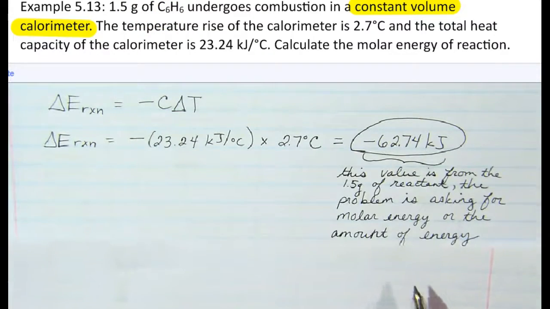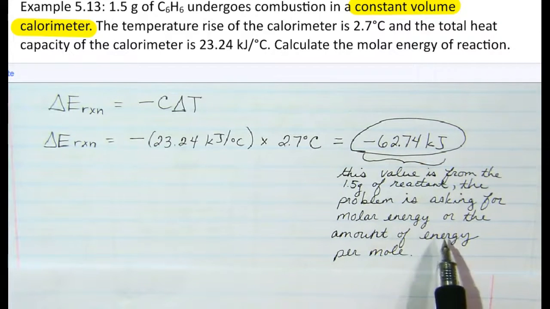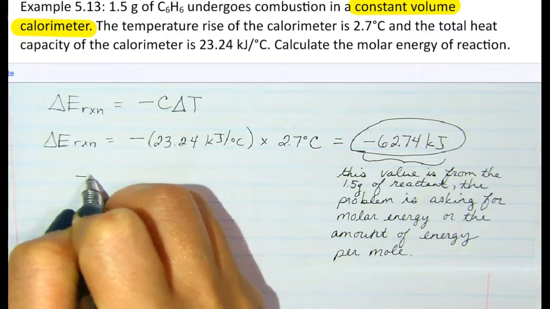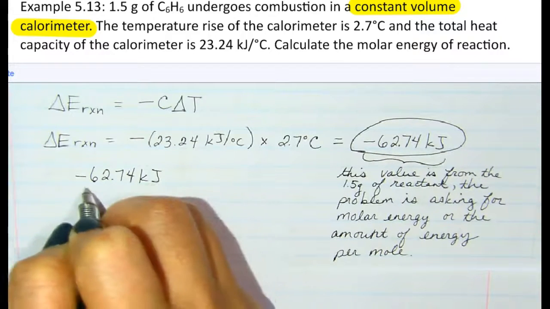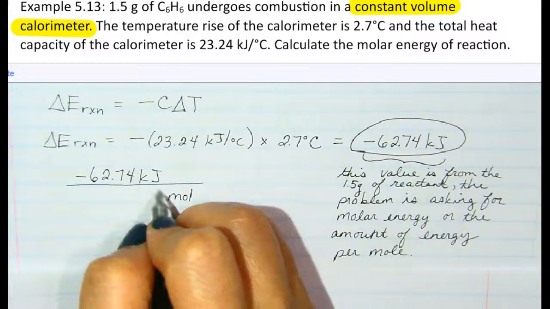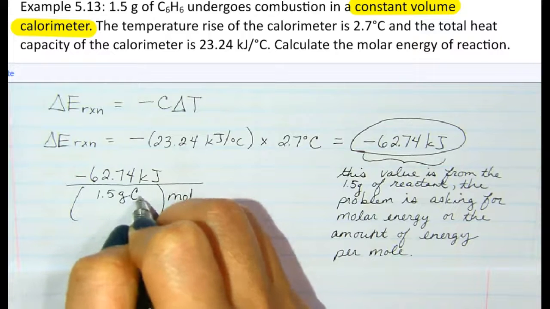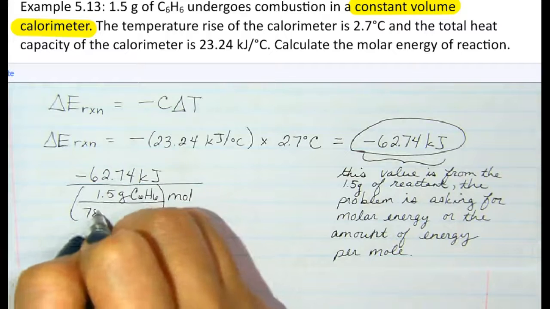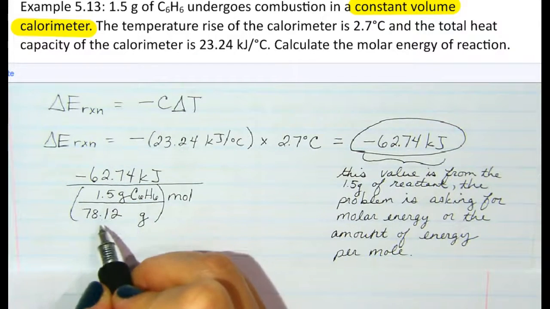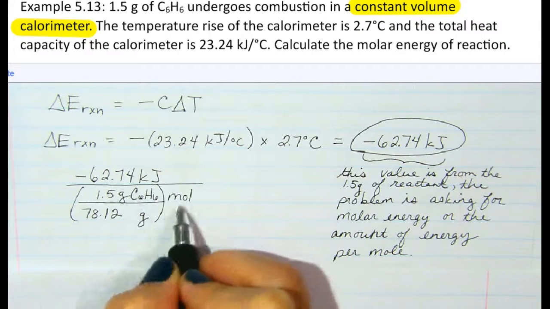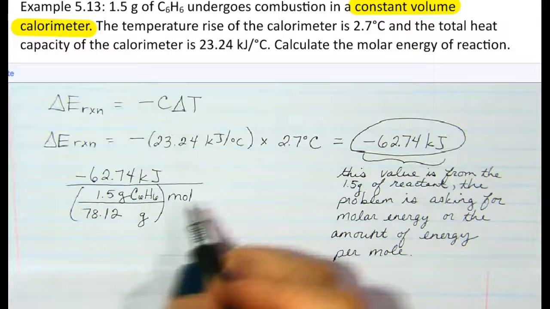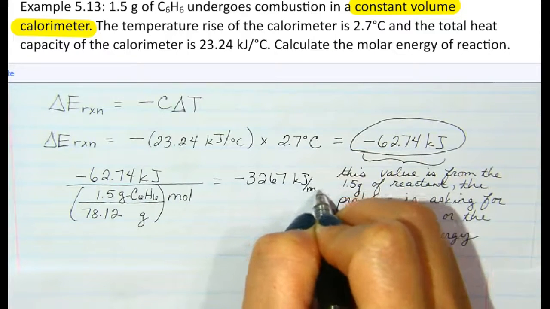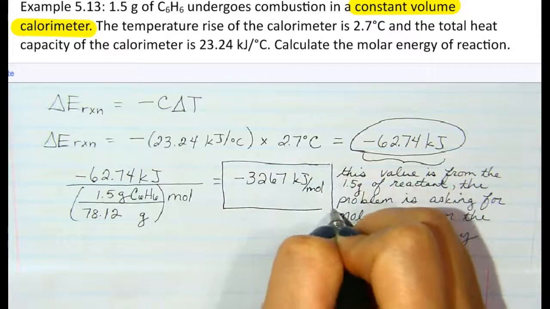So the question is asking, what is the molar energy, or amount of energy per mole? Right now we know the amount of energy per 1.5 grams. So we'll take the energy, which is negative 62.74 kilojoules, and divide that by the total moles. What we are given is 1.5 grams of C6H6, and to change that to moles, I'll divide by its molar mass on the periodic table, which is 78.12 grams. So taking the 1.5 and dividing by the molar mass of C6H6 gives me the moles. When I take this value divided by that value, I'll have the kilojoules per mole, which is negative 3,267 kilojoules per mole. And so this is the molar energy of this reaction.